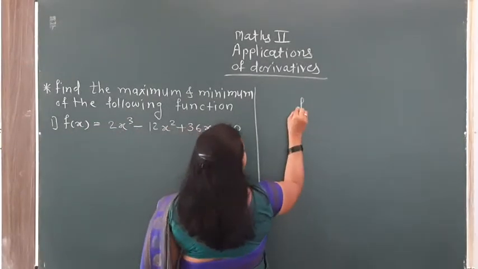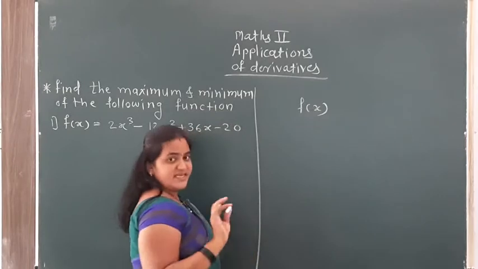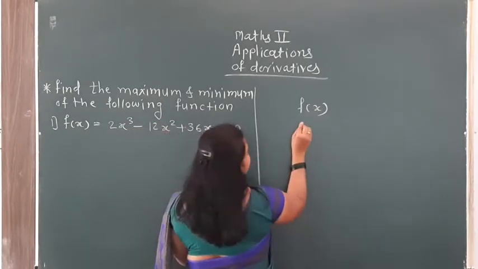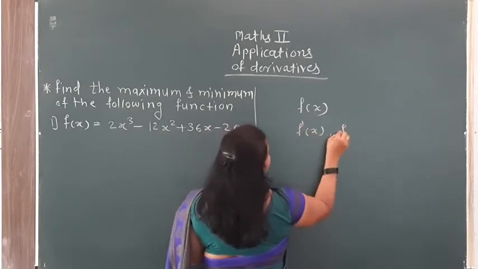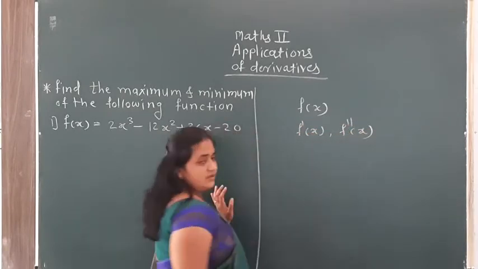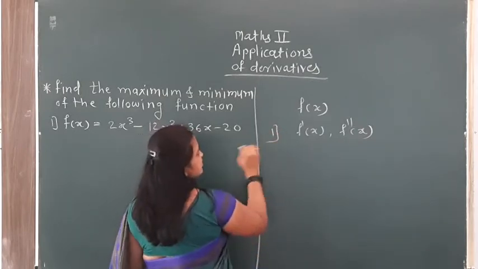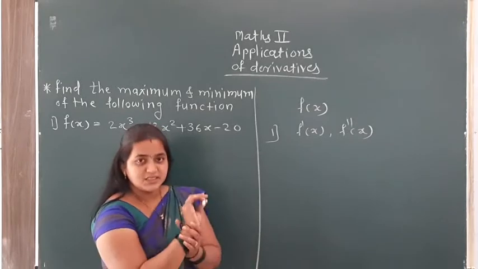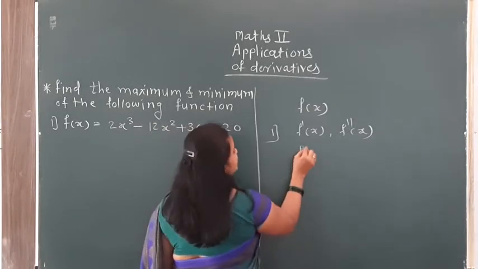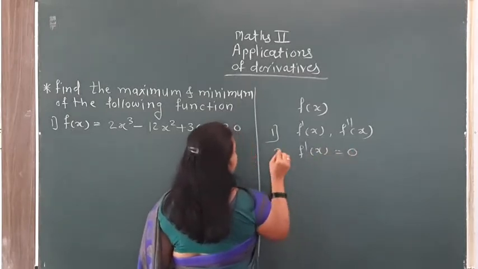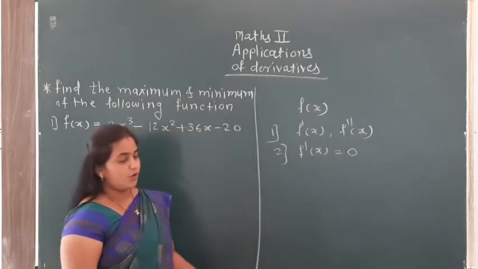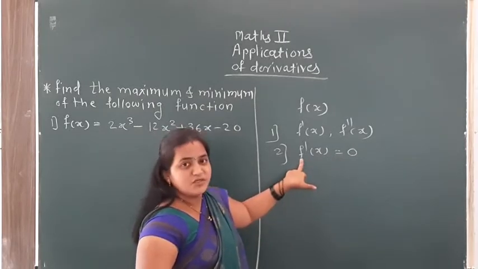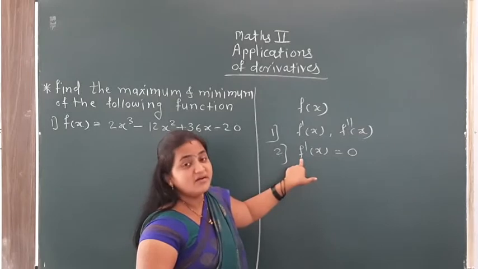Suppose f of x is given, any f of x. The first step is to find f dash of x and f double dash of x. Second step, we find the roots. We find the roots if f dash of x is equal to 0, meaning we consider f dash of x as 0. So we get the roots, we get the stationary points, the turning points.